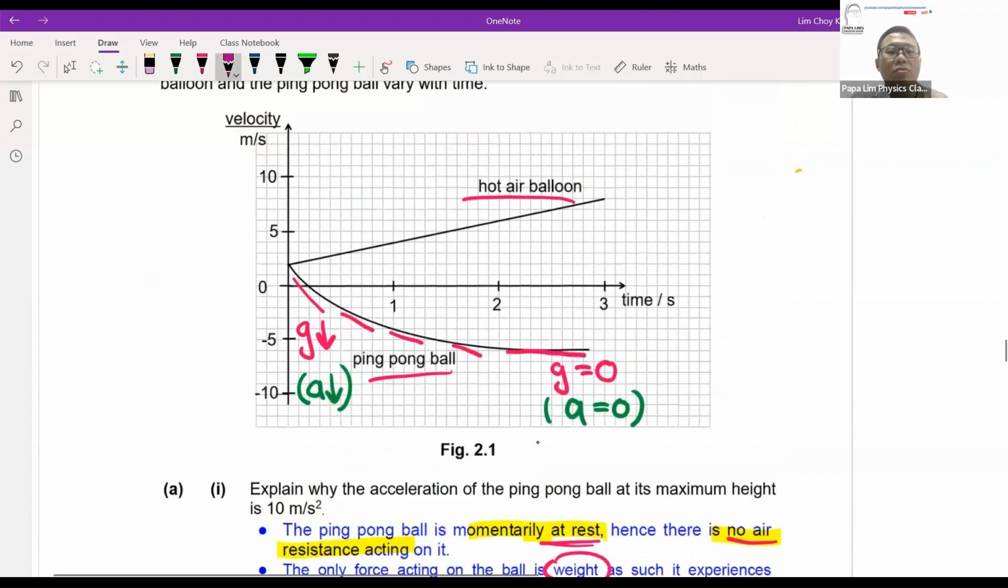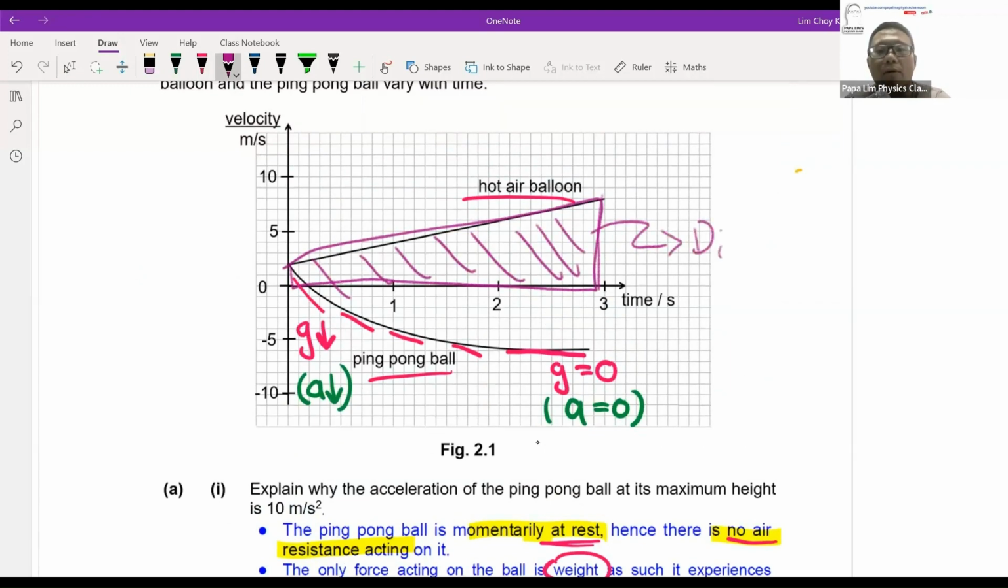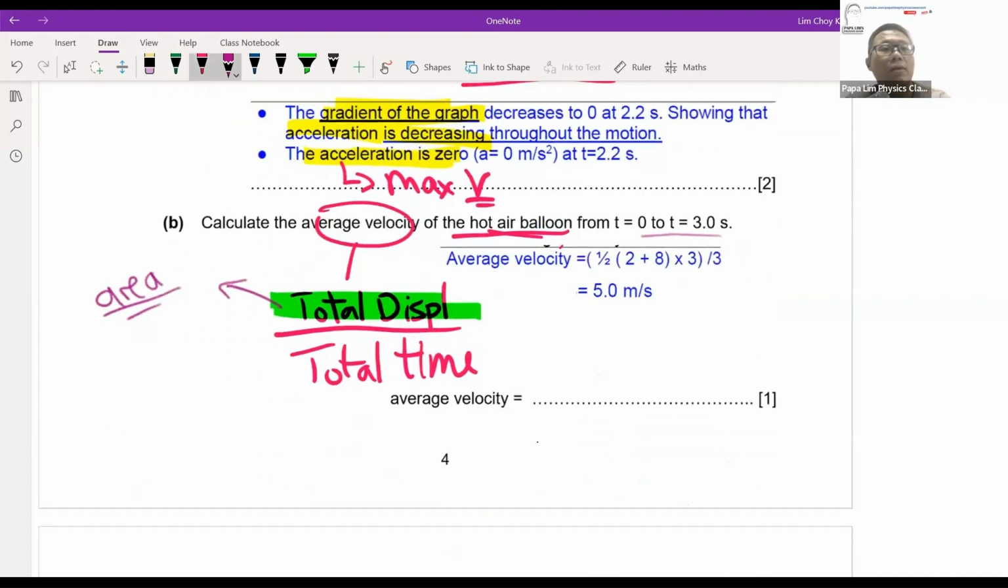Between 0 to 3 seconds, the area under the graph, which is this gigantic, not triangle, is a trapezium. This area here is the displacement of the hot air balloon. Area under the graph is displacement. So you need the area first, divided by the time, which is 3 seconds, which is what the formula is actually trying to tell us.